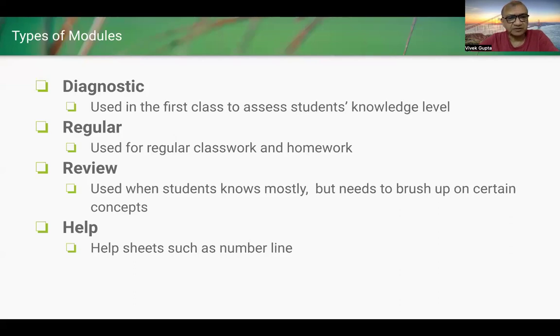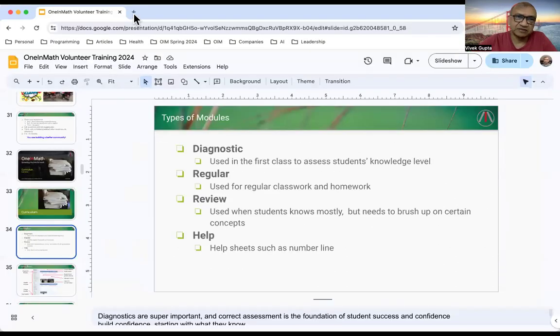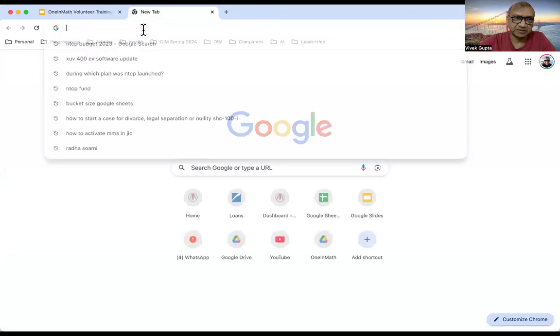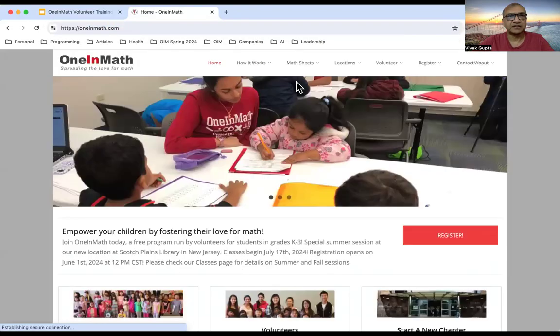So first of all, if you look at the modules, we have 4 kinds of modules: diagnostic modules, regular modules, review modules, and help modules. Let's go to the website and work through how it looks. If you go to oneinmath.com and look at the math sheets, you click on the math sheets right here.